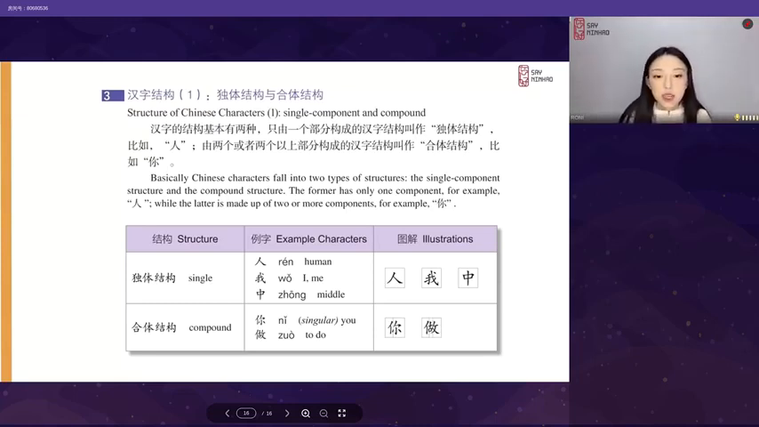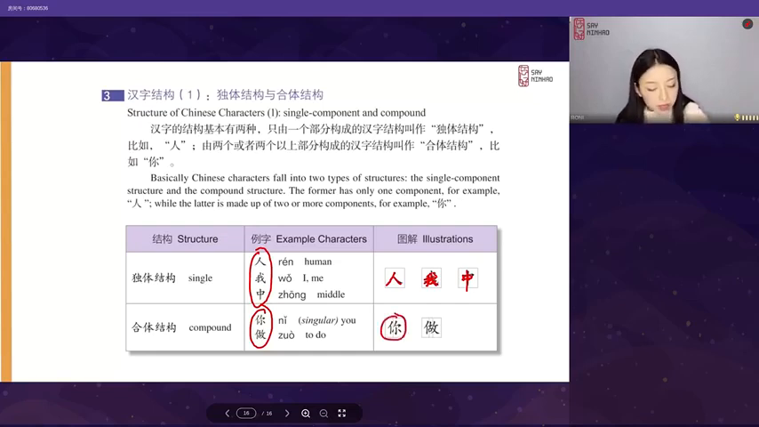Okay, the last part of today's lesson is the structure of Chinese characters. There are single component and compound structures, okay? So, for example, these three are the single components, okay? And these are compound, really easy to see. You can see this one, Zhen, Wo, and Zhong. We can see the strokes, they are crossing each other, they are connected.